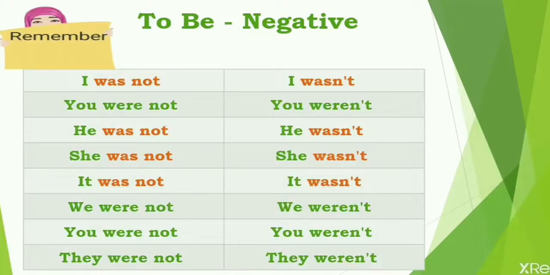Remember, I was not. Short form, I wasn't. You were not, you weren't. She was not, she wasn't. He was not, he wasn't. It was not, it wasn't. We were not, we weren't. You were not, you weren't. They were not, they weren't.